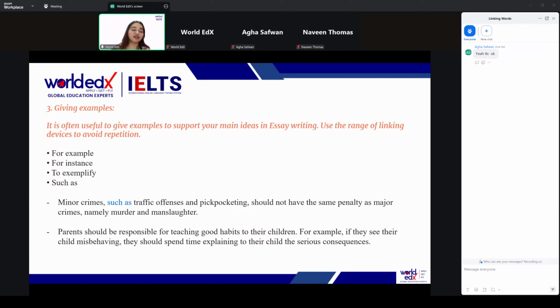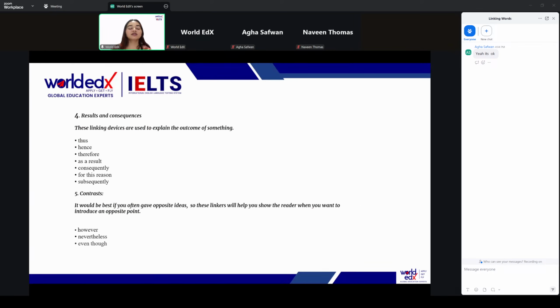So you can definitely use that as an example, that parents should be responsible for teaching good habits to their children. And again, it's very important that you use these examples, that you use these connectors. Otherwise, whatever you say will not make sense, as I've already told you. The next is results and consequences. When you want to explain the outcome of something, you use these kinds of connectors.